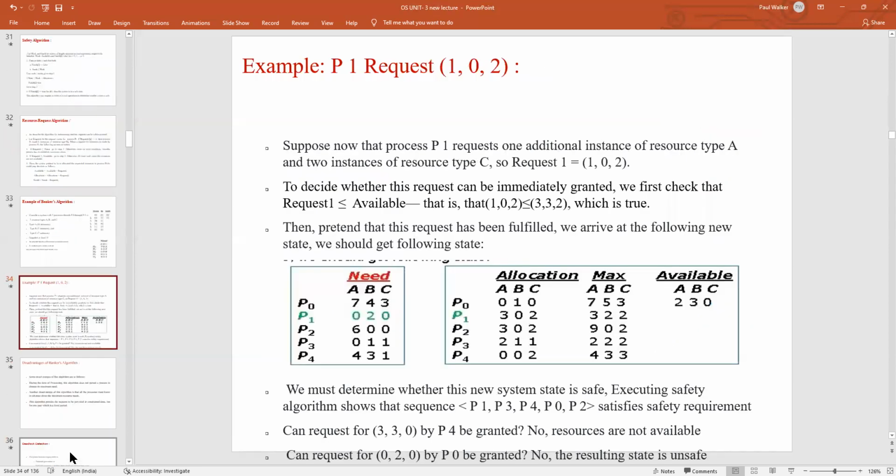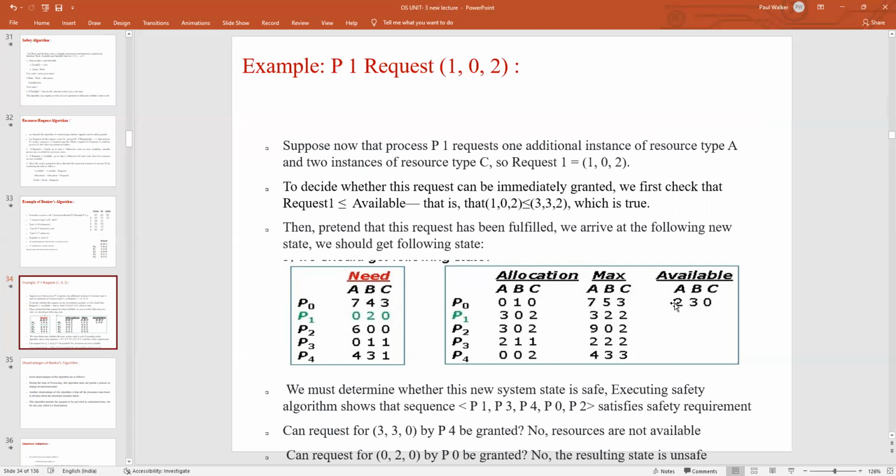After that, we have to find the safe sequence for each process. For this, we have to check the condition that the need value should be less than or equal to the available value. Here the need value for the process P0 is 743. For example, for the process P0, the need value is 743, so this should be checked against the available value 230. Whether 7 is less than or equal to 2, no, the condition becomes false here.